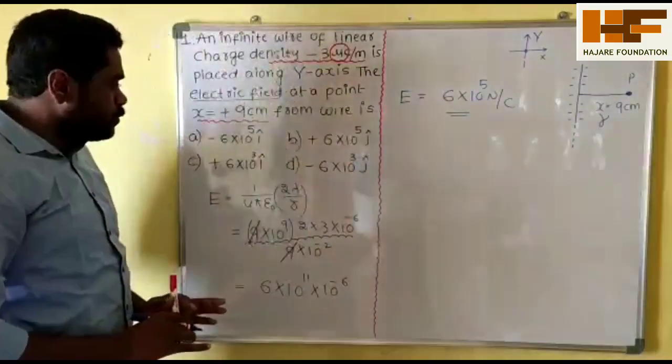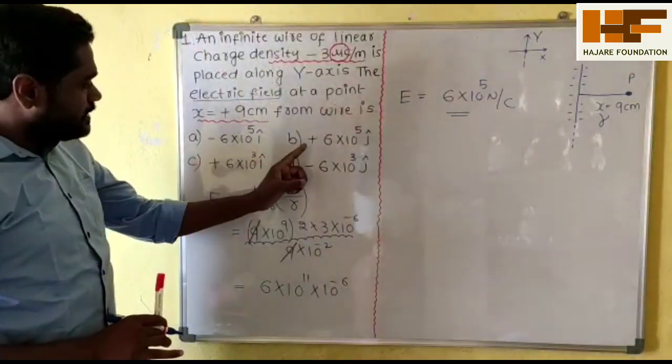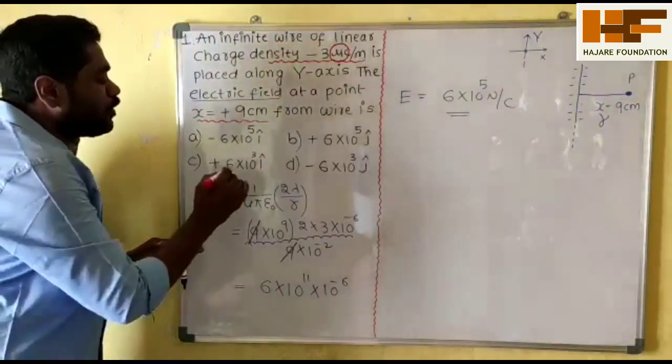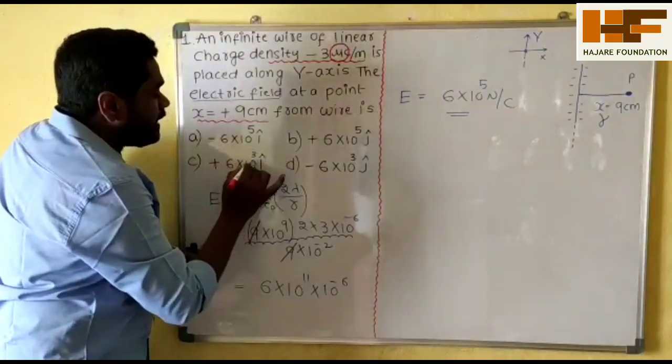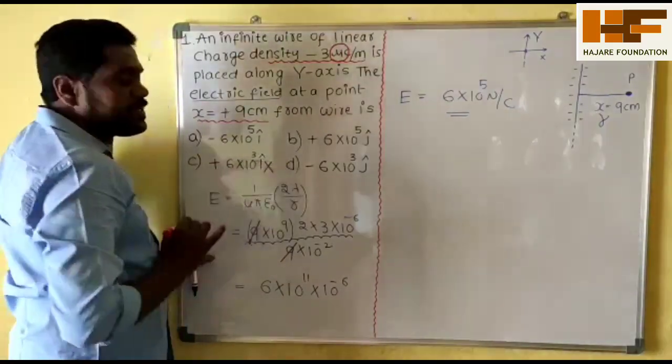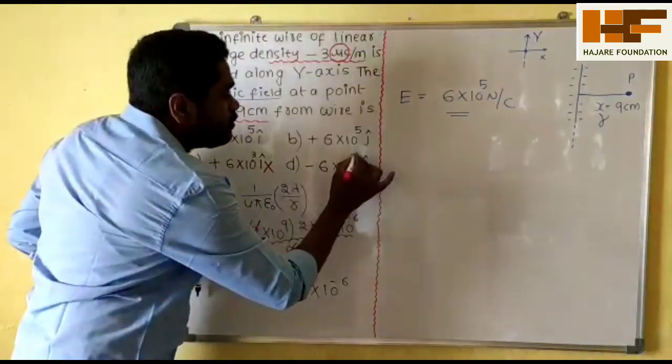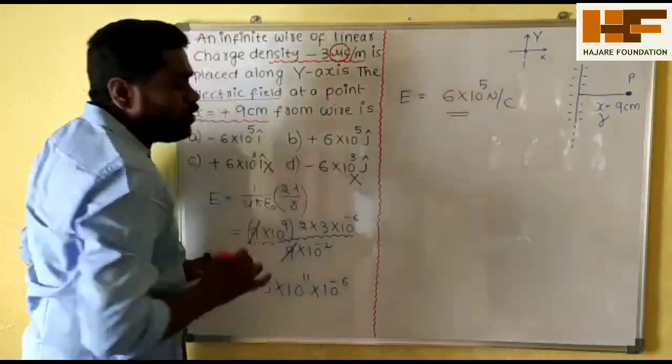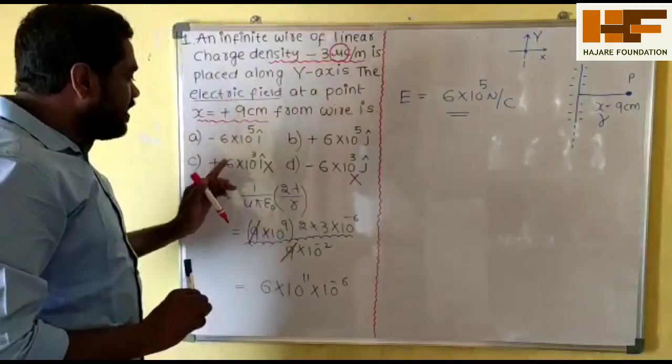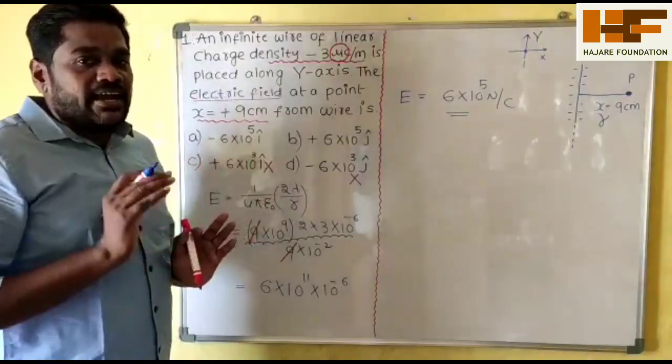But you see the options. Here minus 6 and plus 6 into 10 power 3 are not correct. Why? Because here it is 10 power 3, so you can decide it is wrong. And here also it is 10 power 2, so this answer is also wrong. Therefore, which one is the correct answer? Either the first or the second is the correct answer.